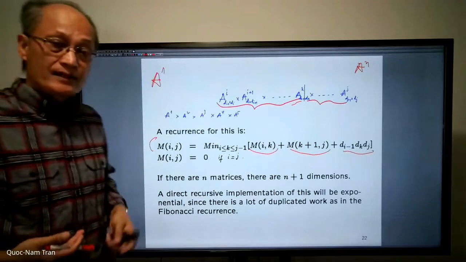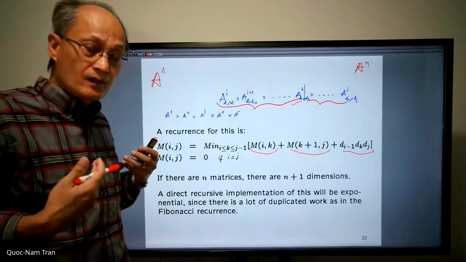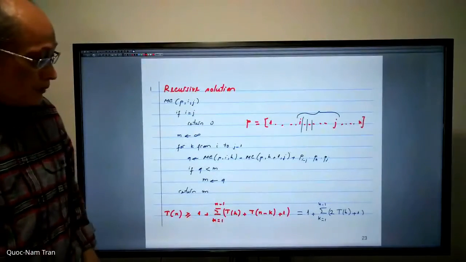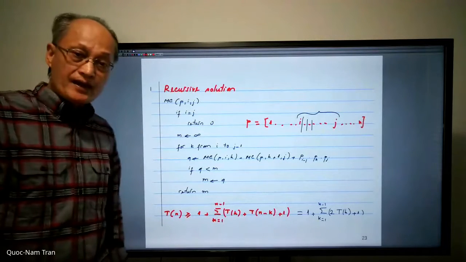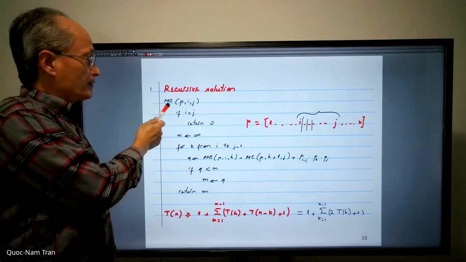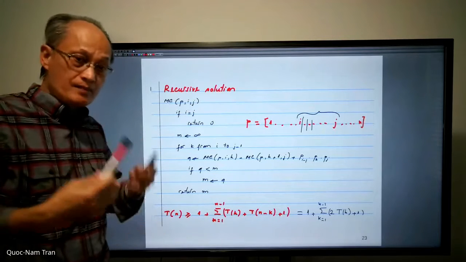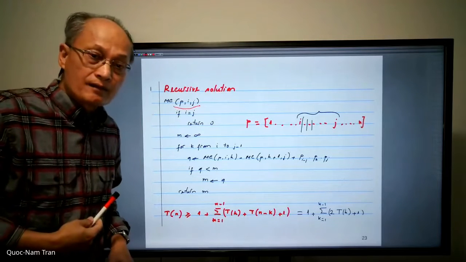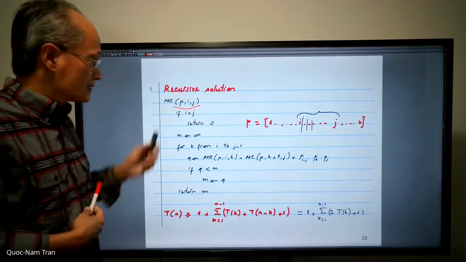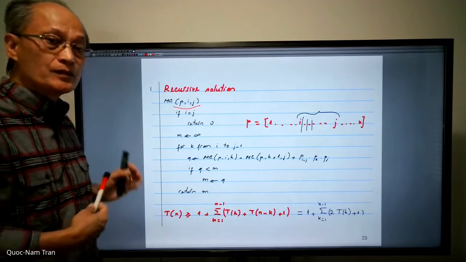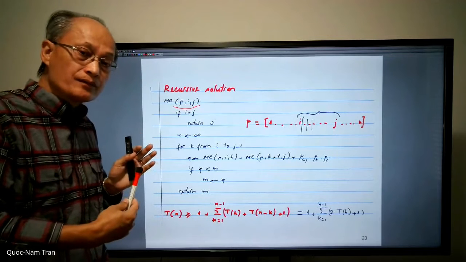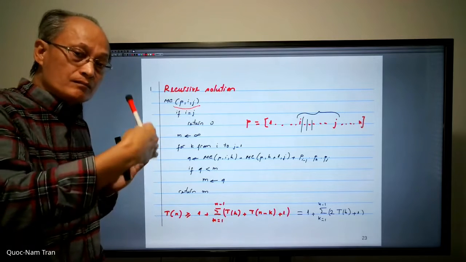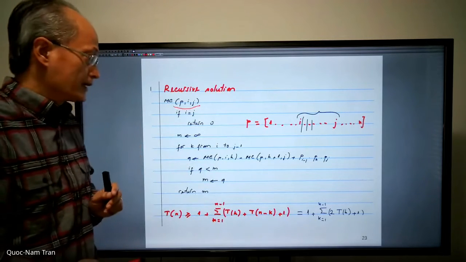So it reminds us that we can use divide and conquer, right? The algorithm here is a divide and conquer, very simple, right? Finding the best or the minimal way to multiply a sequence of matrices from I to J. P is the sequence of matrices, and we want to find out what is the minimum value we have to perform when we multiply the sequence from matrix I to matrix J, right?